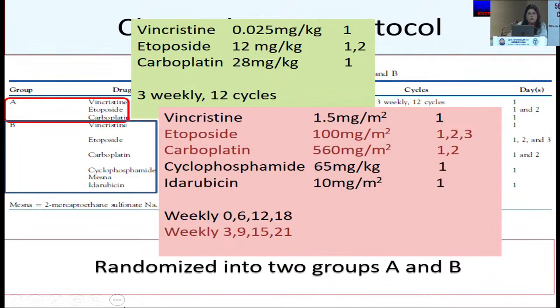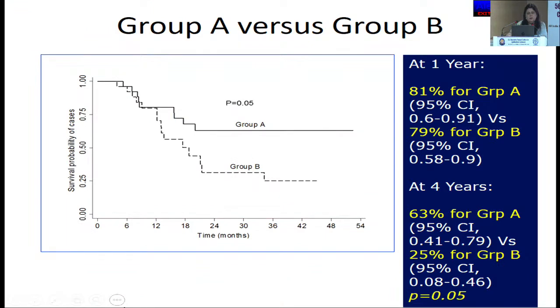So the first group had a 3-drug cycle and the second group had a 5-drug cycle, and we used the first protocol for 12 cycles, the second for 8 cycles. And here, when we compared group A versus group B, we found that at 1 year, the survival was more or less the same for both groups of patients, but at 4 years it was significantly better for the group A patients, that is those that were treated with a 3-drug chemotherapy protocol.